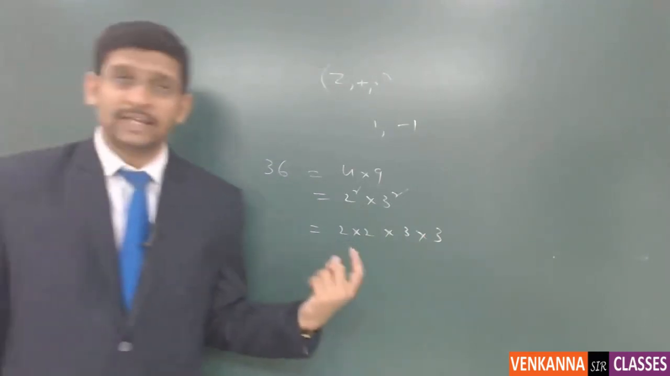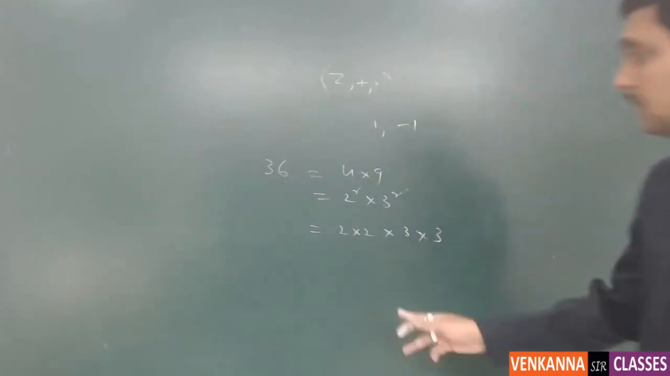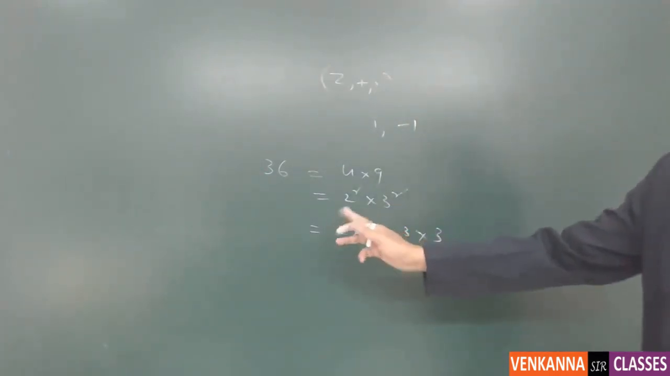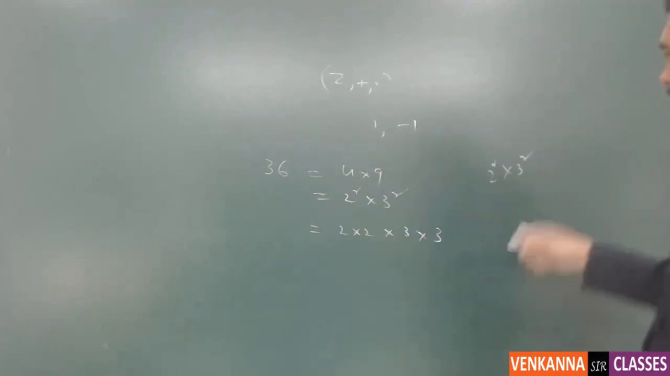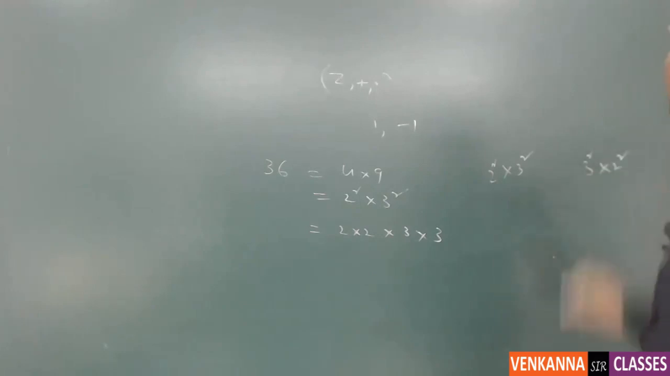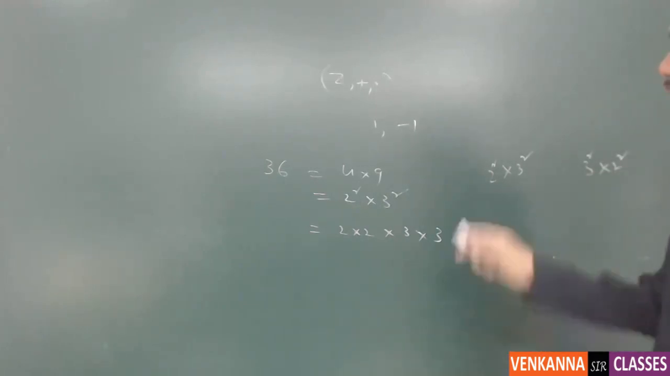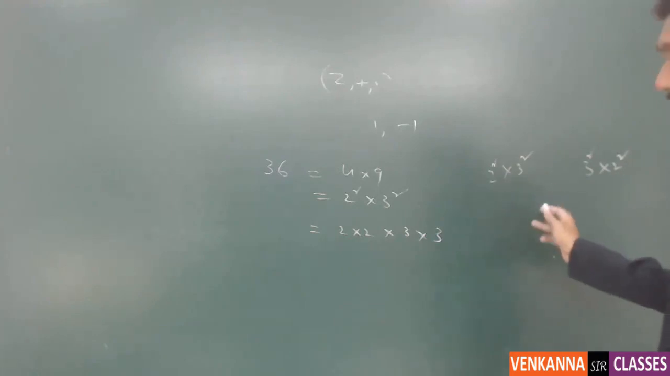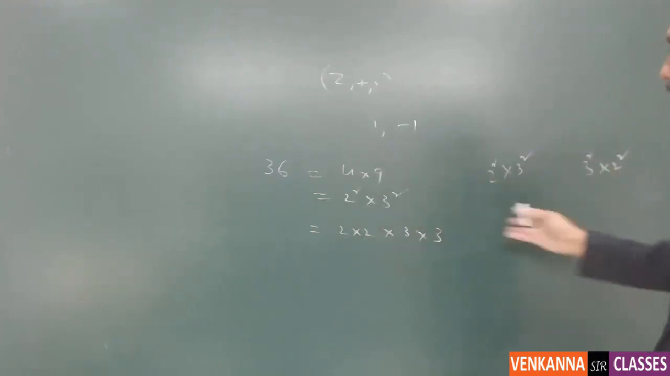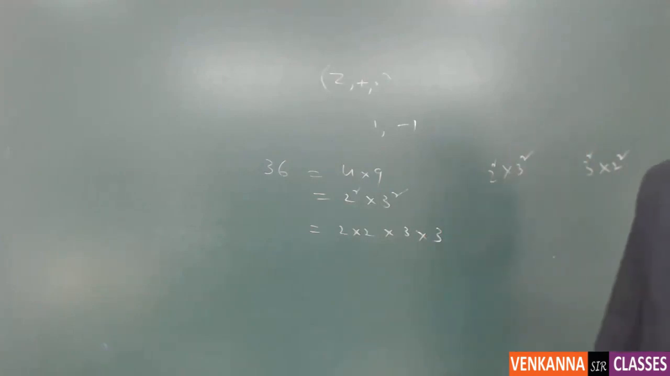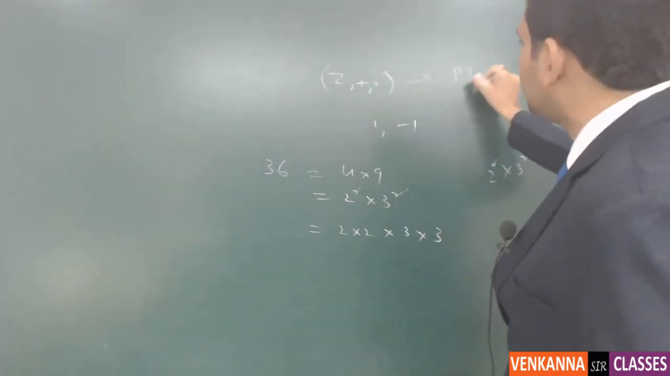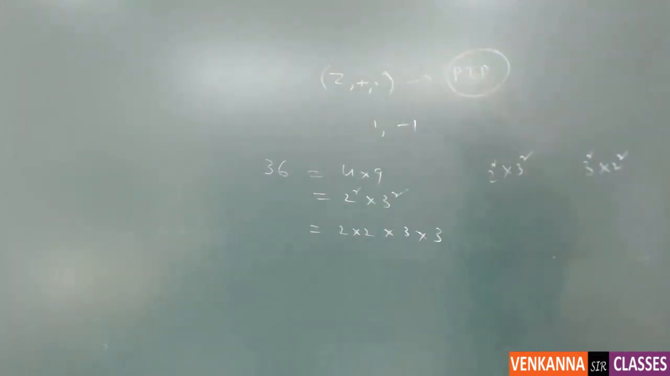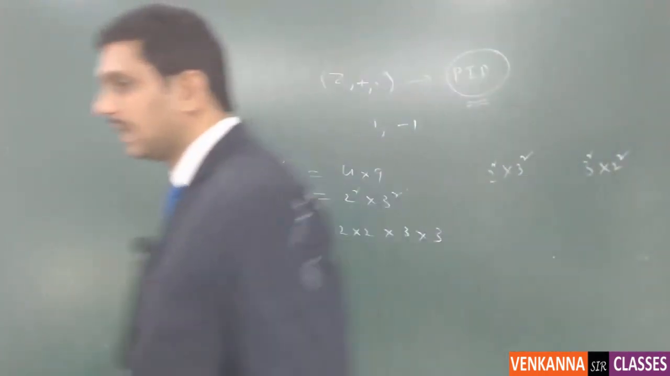So you can check that for 36, if you consider the representation 2 square into 3 square, this is one type of representation, or 3 square into 2 square, this is another kind of representation. So whatever order you consider, you can write every number as a product of a finite number of irreducible elements. And we know one more interesting thing, that Z, plus, dot is a principal ideal domain. Whatever ideal you consider, it is by default a principal ideal. Agree?